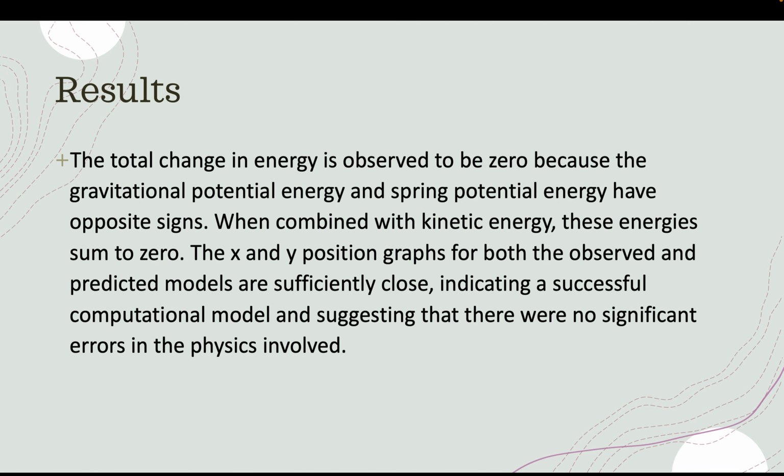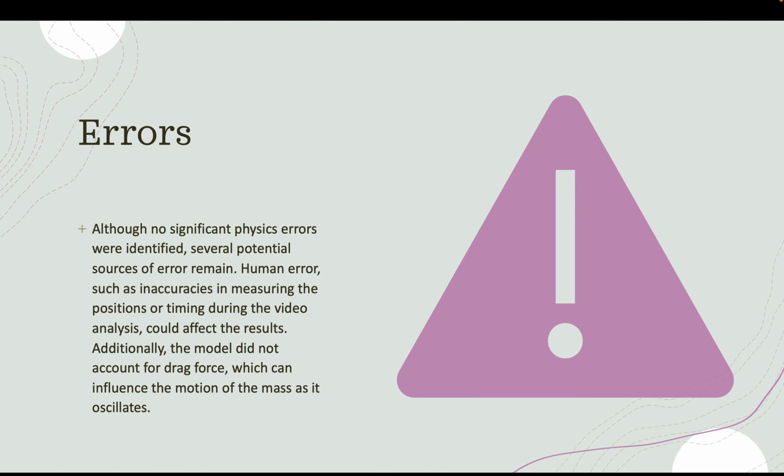The x and y position graphs for both the observed and predicted motion models are sufficiently close, indicating a successful computational model, and suggesting that there were no significant errors in the physics involved. Although no significant physics errors were identified, several potential sources of error remain.